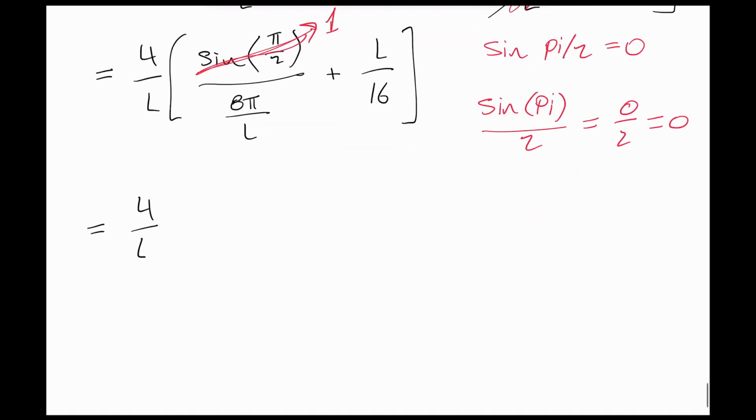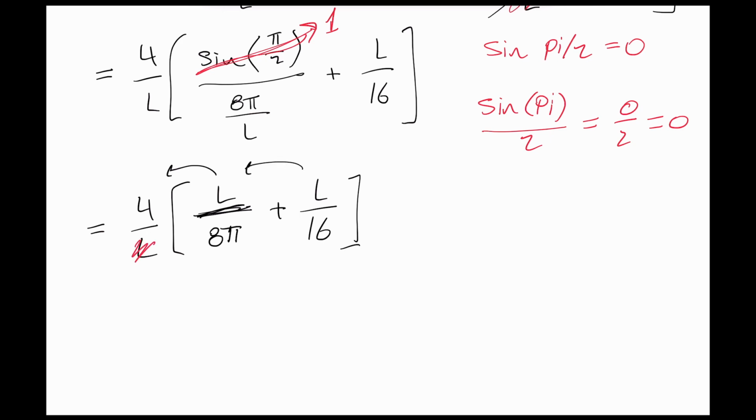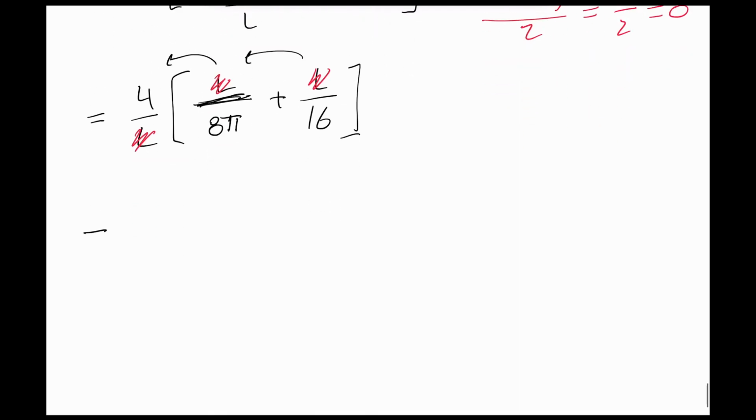We get 4 here, we get an L here. We get 1 over this is equal to all of this flipped, so L over 8 pi. Then we get an L over 16 here. How do we combine these fractions? Okay. Actually, can we factor out an L? If we factor out this L here and this L here, these L's can cancel with this L, which gives us something a bit simpler to work with, I think. So we have 4 here. Then we get 1 over 8 pi plus 1 over 16.